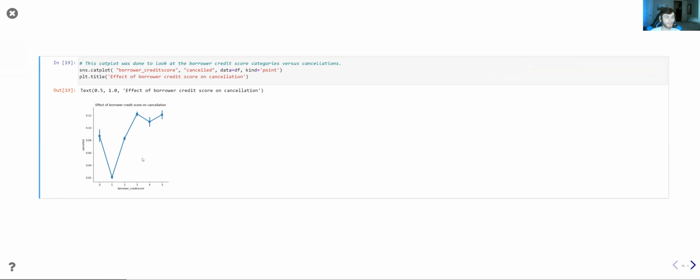Then we can check out borrower credit score on cancellation. Even though we added 23,000 values to each borrower credit score of 2 and 3, we see that the borrower credit scores of 0 and 1 have a less likely amount of cancellations. And when we get to 4 and 5, we have over a 10% chance of cancellation. So we know that the worse the credit score, the more likely they are to cancel.